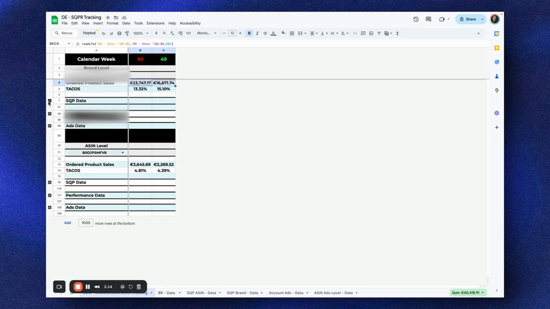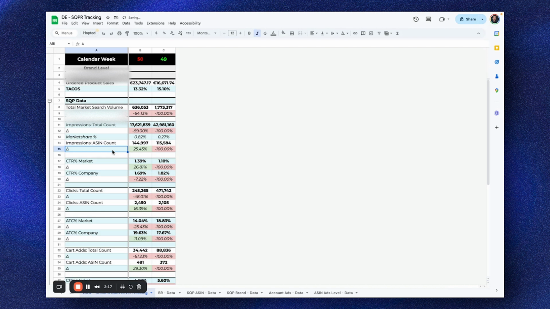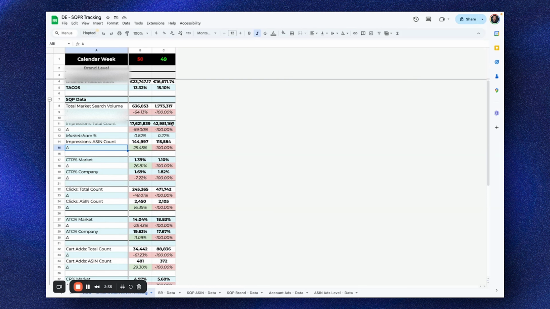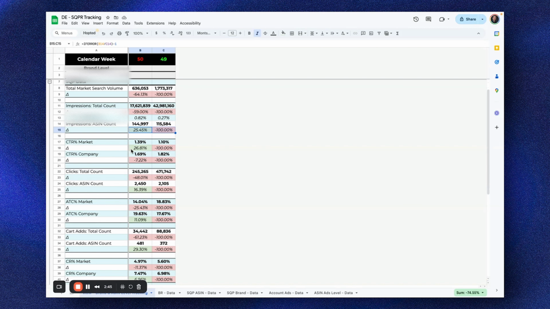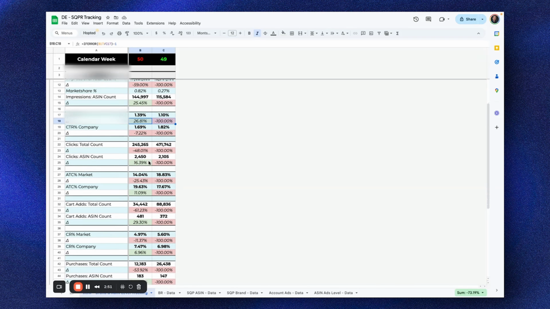Obviously, that was due to the fact that it was Christmas, right? So sometimes you have to take the data with a grain of salt and always cross-check it to your impressions in the ads reports, for example. But we can see in this example the search volume and the total impression count decreased by almost 60%, but our share of the impressions went up by 25%. Our click-through rate is better than the market. That's also interesting to see.